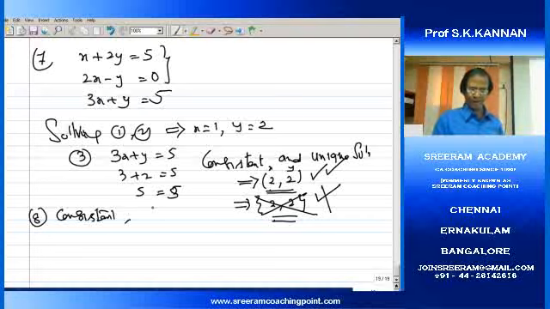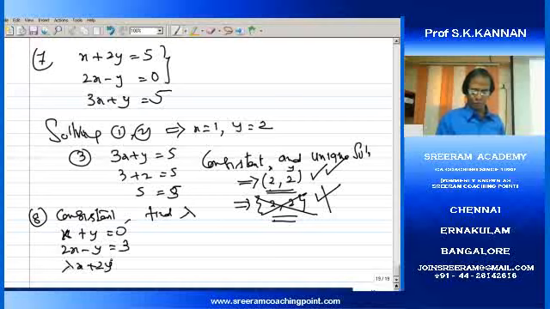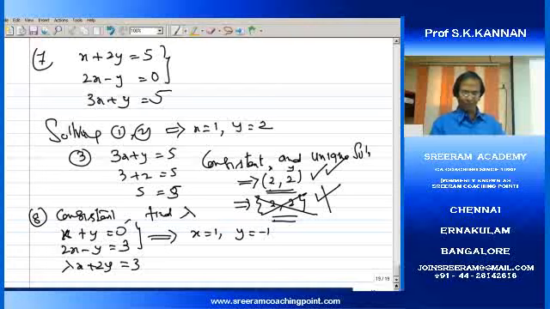Consistent. Find the value of lambda. x plus y equal to 0. 2x minus y equal to 3. Lambda x plus 2y equal to 3. Get the value of lambda. Solve the equations which do not involve lambda. Solving these two, I get x to be 1 and y to be minus 1. Substitute the values of x and y in the third equation: lambda into 1, lambda minus 2 equal to 3. Therefore, I get lambda to be 5.